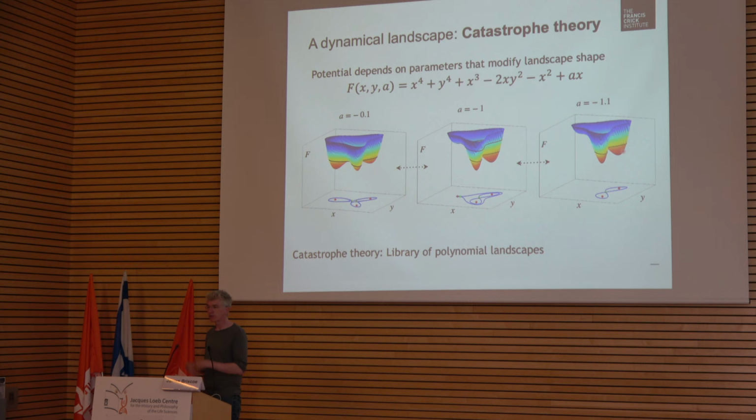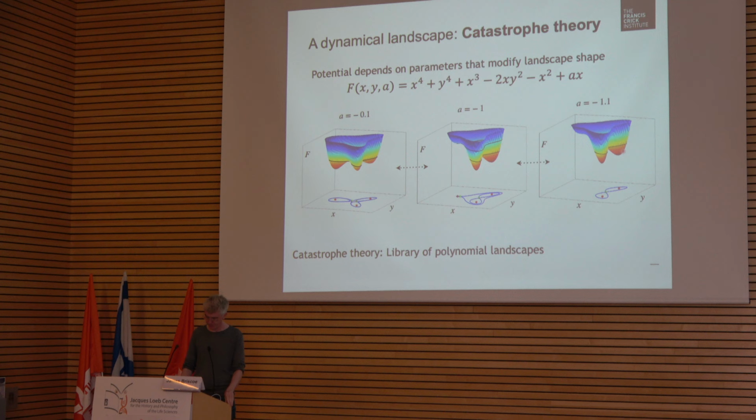That process of the disappearance of a basin of attraction is called a bifurcation. Bifurcations happen when those green dots, the saddle nodes, hit or merge with the red dots, which represent the bottom of the attractors. Now, there's a whole branch of mathematics, pioneered in the 1960s by René Thom, called catastrophe theory. Catastrophe theory provides a very powerful classification scheme, archetypes of landscapes. I'll come back and mention that again, but we've relied on it for developing this approach further.